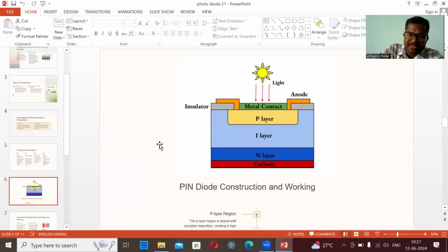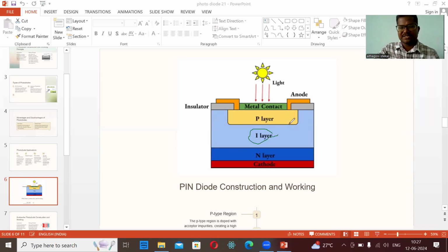Next, PIN diode construction and working. Earlier we saw what a photodiode is, and that there are two types: the PIN photodiode and the avalanche photodiode. The first type is the PIN diode. The PIN diode is the same as a general photodiode, but with an extra intrinsic semiconductor layer.